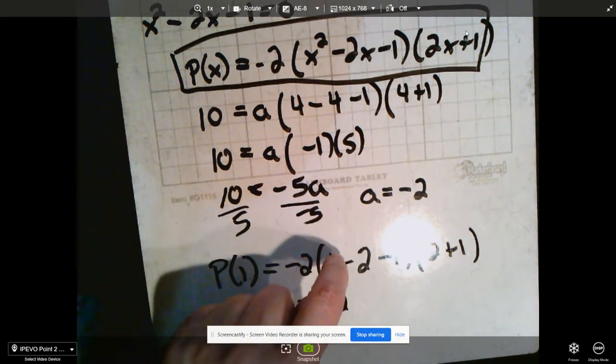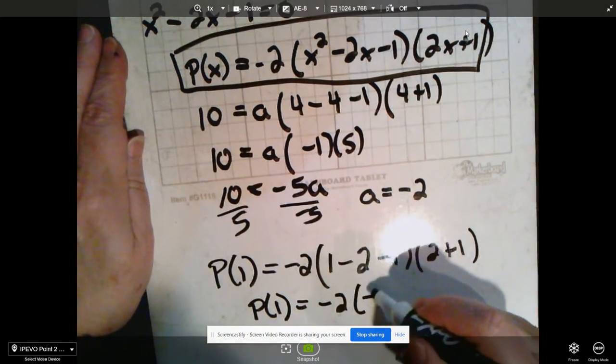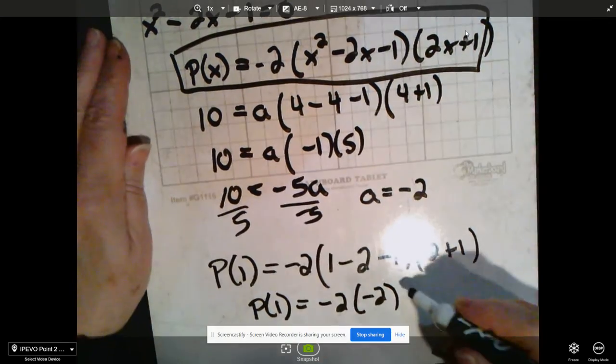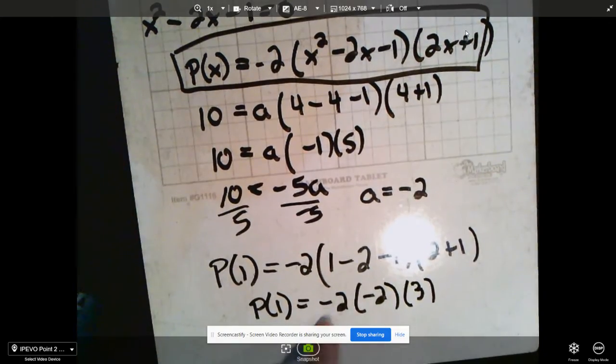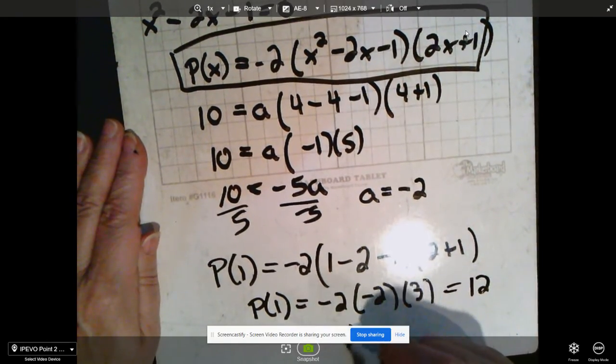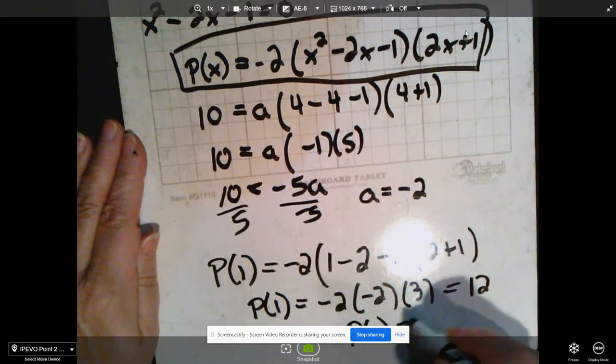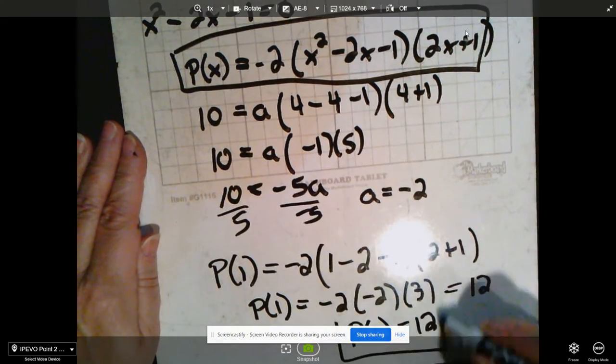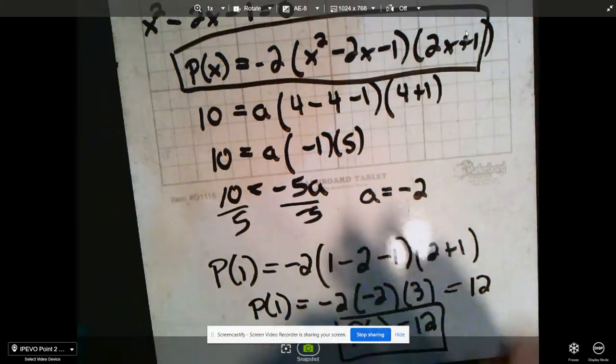This is going to be negative 2 times 3. A negative times a negative would be a positive. 4 times 3 would be 12. So I know P of 1 is going to equal 12. And then that would be my final answer.